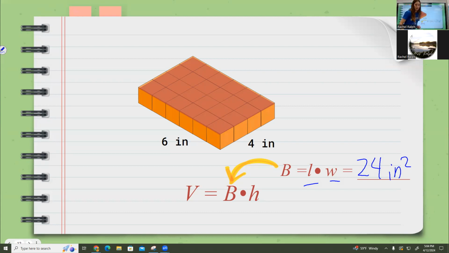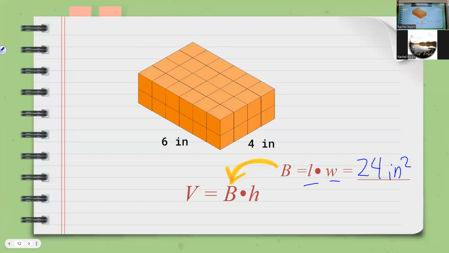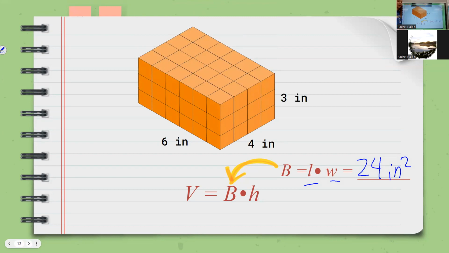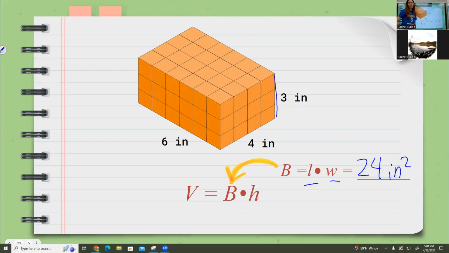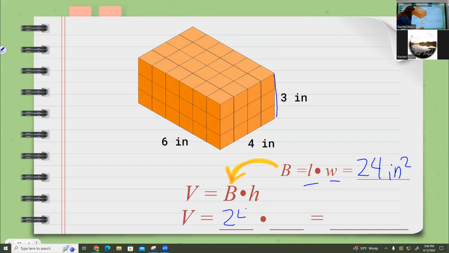We're going to use that now to help us as we build this up. So we're not just going to have one layer this time. We are going to add another layer, and another layer. So now our height is 3 inches. We know the area of our base is 24 inches squared, and now we know our height. So our base is 24 inches squared. Our height is 3 inches. We can multiply that together.